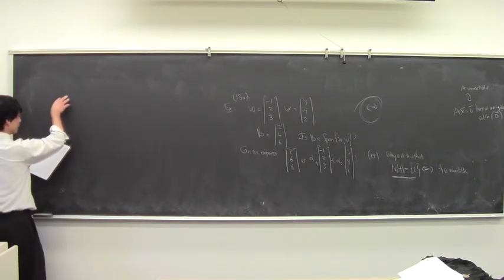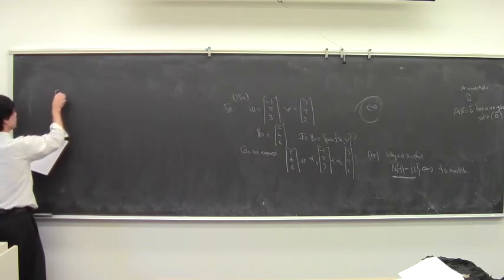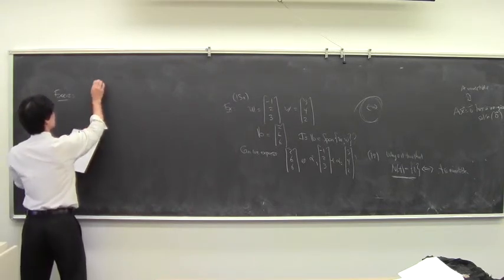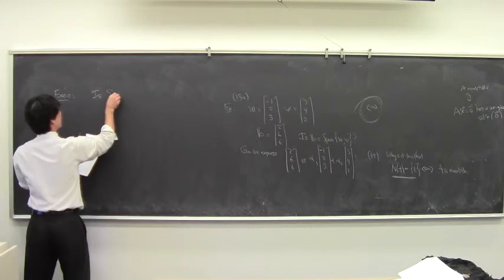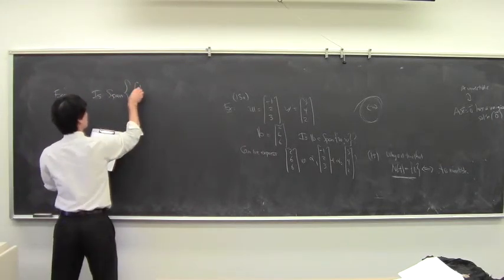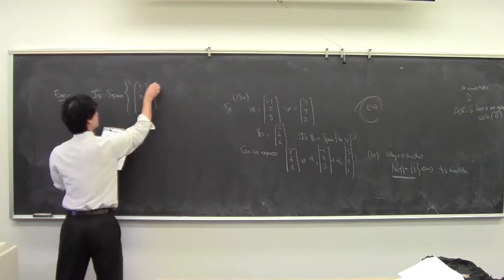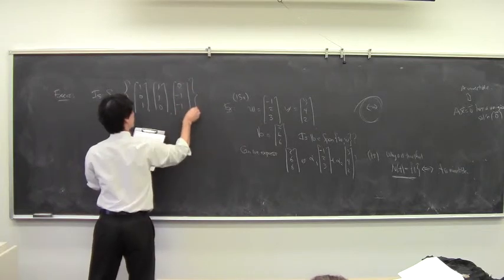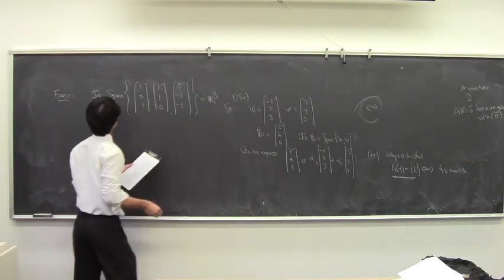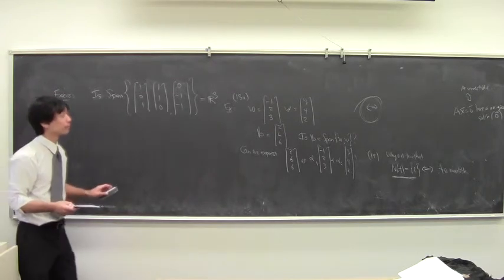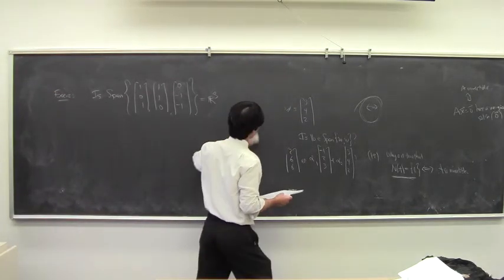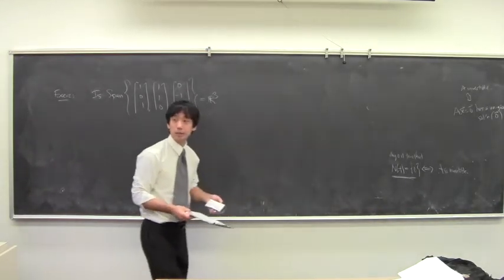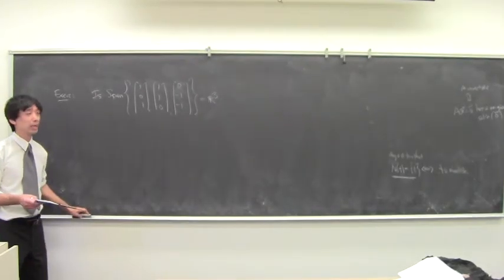So let me give you another sort of similar question. Somebody asks you, is the span of (1, 0, 1), (1, 1, 0), and (0, -1, -1) all of space, all of R3? So somebody gives you three vectors in space and says, do these guys span the whole space?